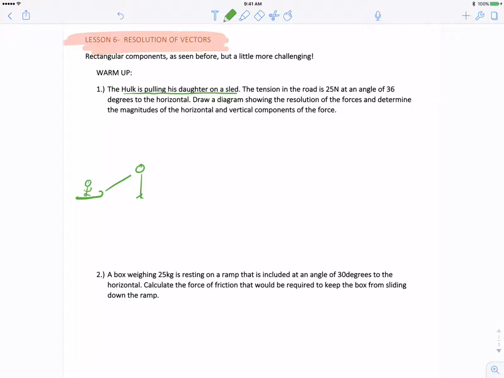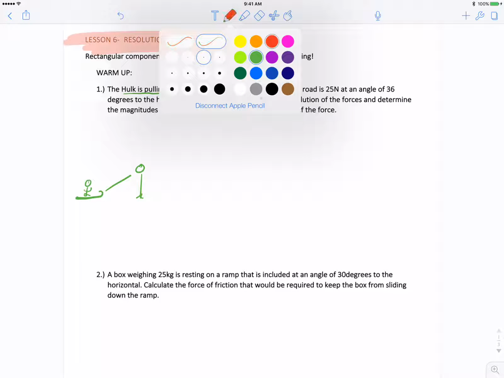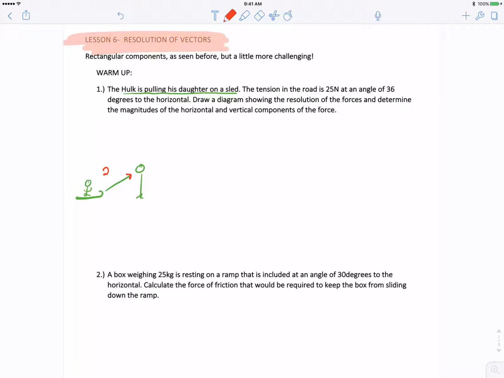So from this, I have a tension, and let's just say rope, because there's no road. The tension in the rope is 25 newtons. So if you're going to your diagram, this is going to be so interesting today. Here, this is a 25 Newton force. Notice he's pulling the rope towards him, and that's the tension in the rope, not the road. And it says it's making an angle of 36 degrees to the horizontal. Draw a diagram showing the resolution of the forces, so don't freak out about that yet, and determine the magnitude of the horizontal and vertical components. So that's kind of what you get to see here.